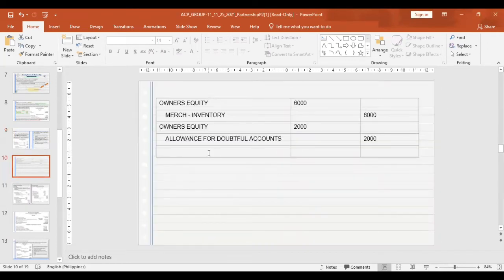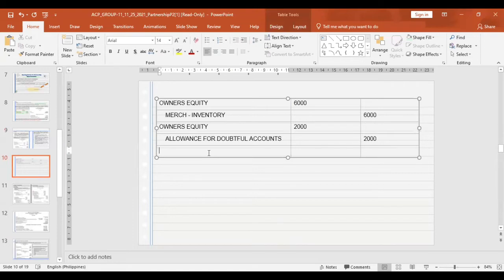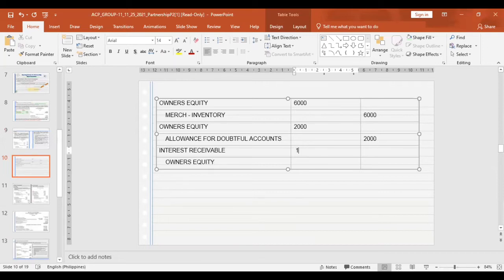So, na-compute ko na yun kanina. So, i-record natin dito is interest receivable. May receivable ka. So, if tumaas yung asset mo, tataas yung owner's equity mo. Ayan. So, na-compute ko yun kanina. 100. 100 yun. Tapos ito naman 100 din.